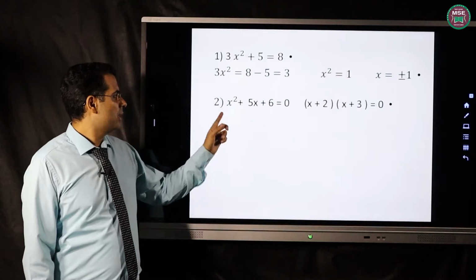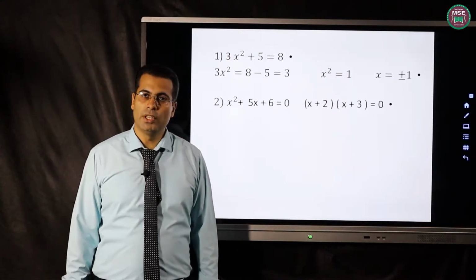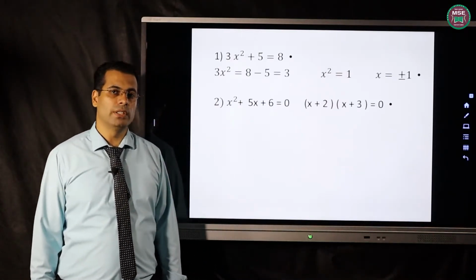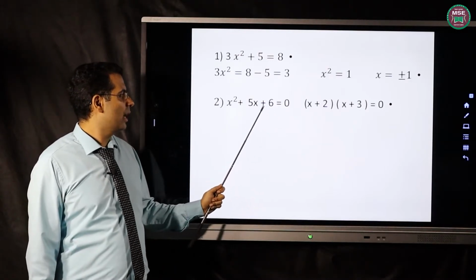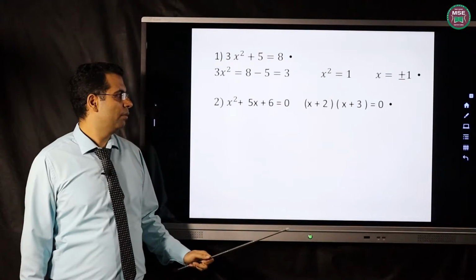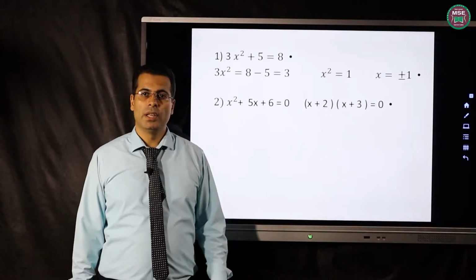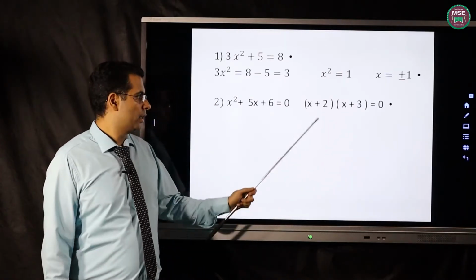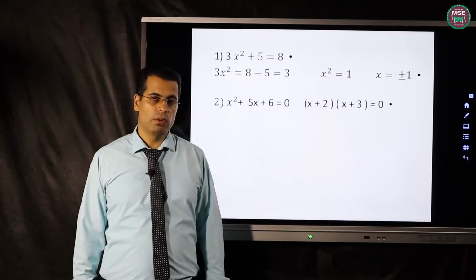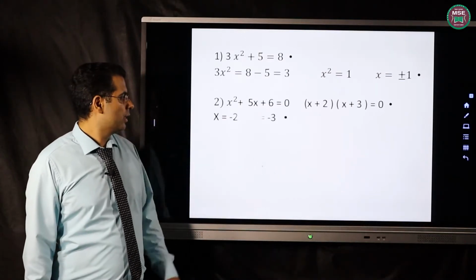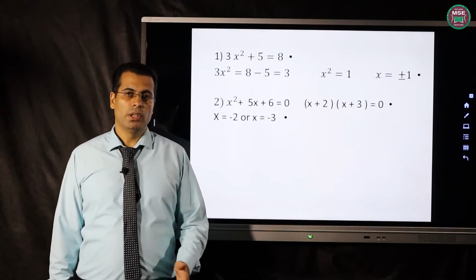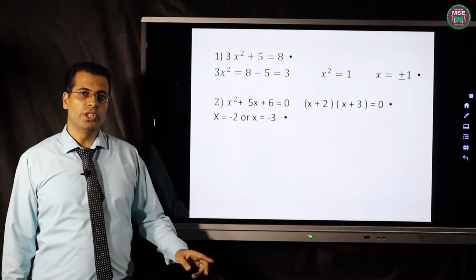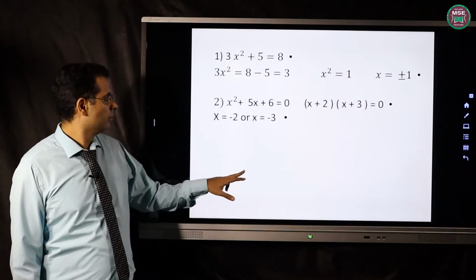Another one, x power 2 plus 5x plus 6 equals 0. You can factorize it. Why? Because we have two numbers whose product is 6 and whose sum equals 5, which are 2 and 3. Then we can factorize it: x plus 2 times x plus 3 equals 0. Therefore, x equals negative 2 or x equals negative 3. And you can use the calculator, mode equation 3, to get it.